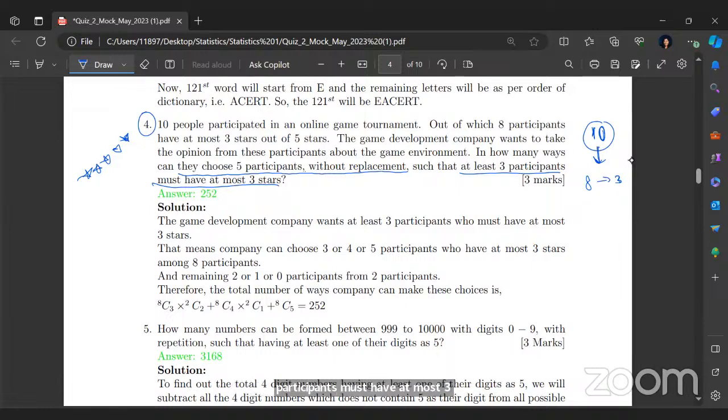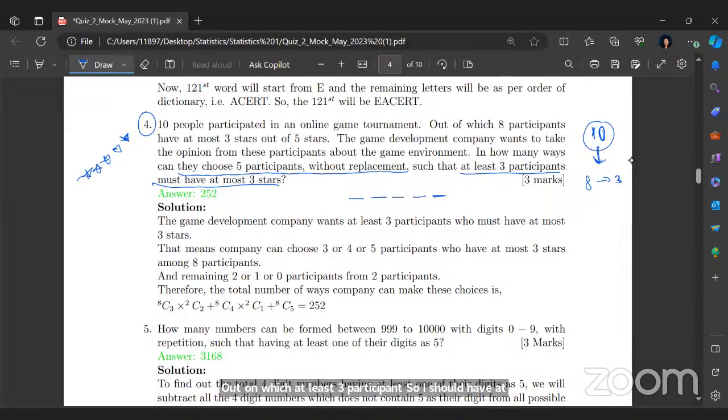So the 5 participants, 1, 2, 3, 4, 5, that the company selects, out of which at least 3 participants should have at most 3 stars. At most means maximum 3 stars.